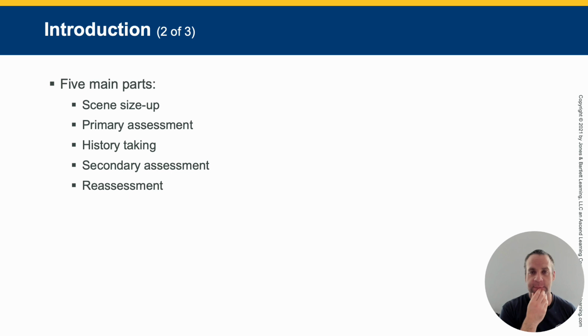The third component is going to be the history taking, which really includes finding out the chief complaint and gathering a sample history. From there, we're going to perform a secondary assessment. This is going to be where we can do a head-to-toe exam or do a focused exam depending on the patient's overall condition. And then lastly, we're going to perform reassessments. And again, this is checking in on the patient's condition and the effectiveness of our treatments. So these 5 parts give us a structured and flexible way to care for every patient we're ever going to encounter.